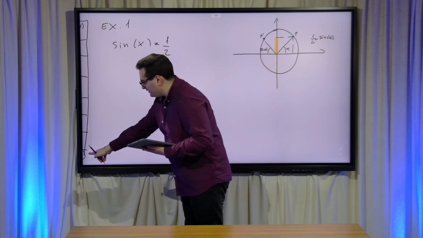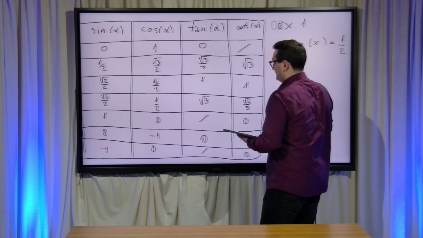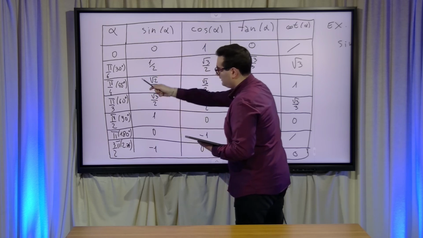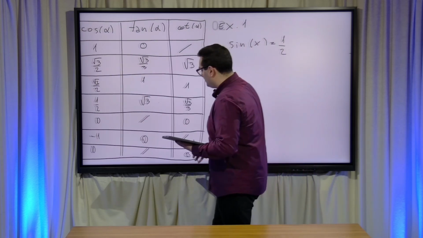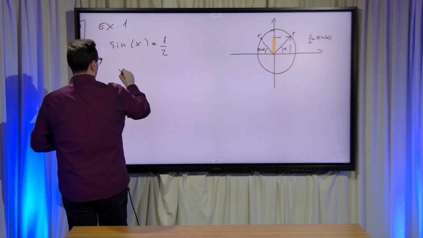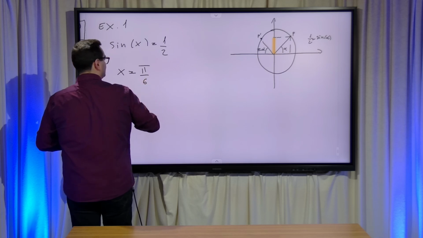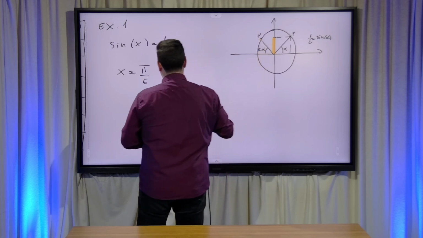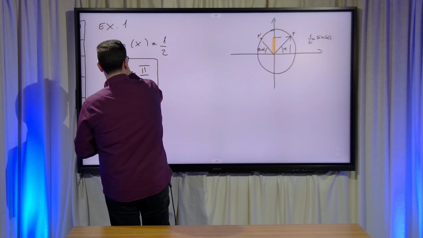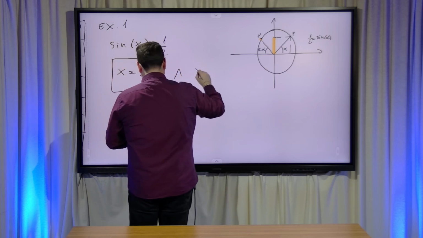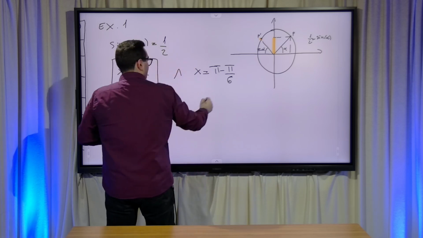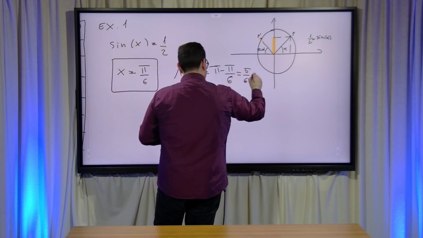So if we come back to the table I wrote before, sine of alpha is equal to 1/2 when the angle is pi over 6. So x is equal to pi over 6. But I have to consider also this other point. So this is one solution, but I have also this other solution, that is x equals pi minus pi over 6. And this is equal to 5 pi over 6.